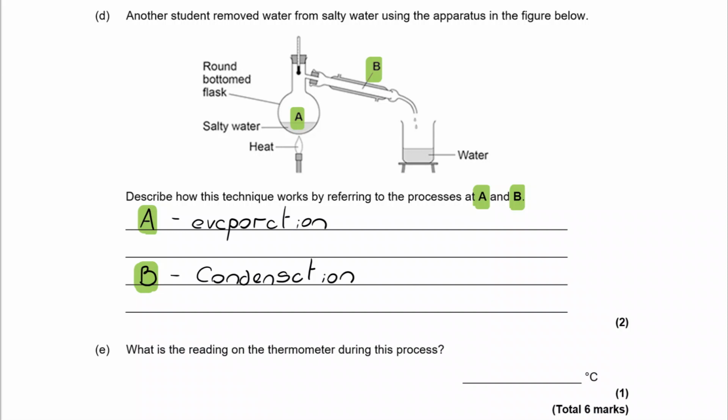Now, the final part of here, what's the reading on the thermometer during this process? What we're looking at here is that we have got water evaporating. Water will boil, it will rise up at 100 degrees C. So that's the temperature that we would expect. As I say, just because we know it's water that's evaporating, it's a very common question actually. It's something that comes up a lot.